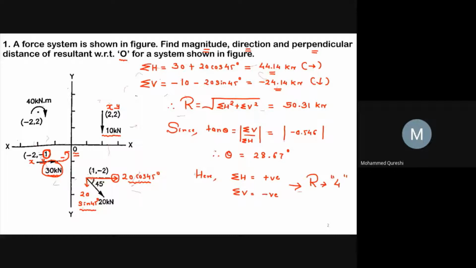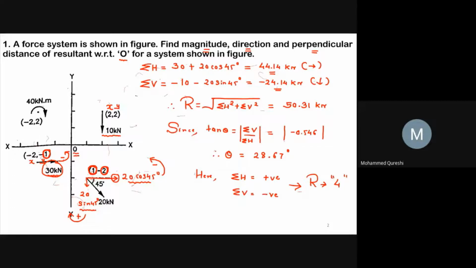Now your second case is 20 cos 45, and this is again horizontal, so it will make the perpendicular distance with respect to the vertical axis. So 20 cos 45 into 2, and this will also move towards point O in anti-clockwise direction, so it will be negative. Then we will go for 20 sine 45. This is your vertical force, and hence this vertical force will make a perpendicular distance with respect to the horizontal axis. So plus 20 sine 45 into 1, and it is going in clockwise direction.